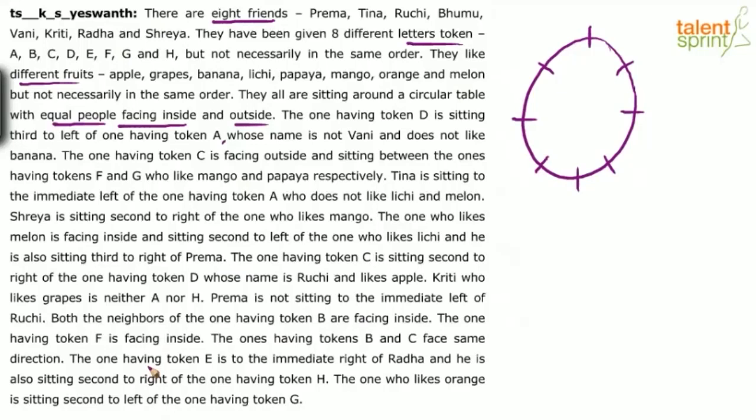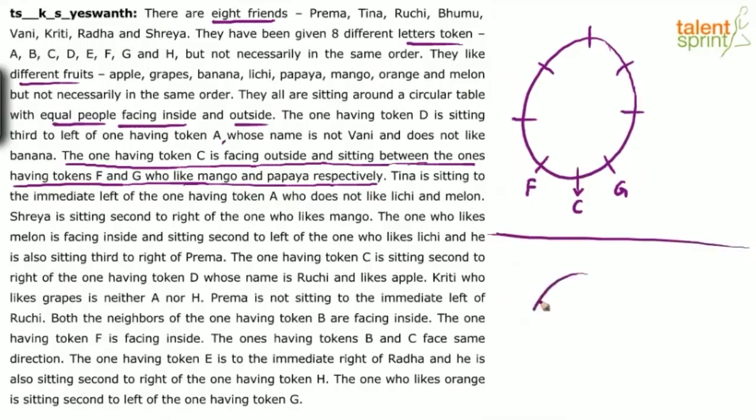Yeah, I think let's take a chance. Let us start with this point. The one having token C is facing outside and sitting between the ones having tokens F and G, who like mango and papaya respectively. Let us assume this is the person who is having token C. He is facing outside. Now he is between F and G, so let us assume this is F and this is G. Please note that we have no idea about the directions faced by F and G. It can be inwards or outwards.